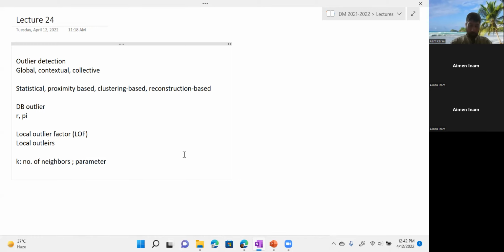From this, we define some other terms. K distance. Let's say we are talking about a specific object O. We are considering object O, and we are trying to find whether object O is an outlier or not. So the K distance of an object O is basically the distance to the kth nearest neighbor of O. Okay?